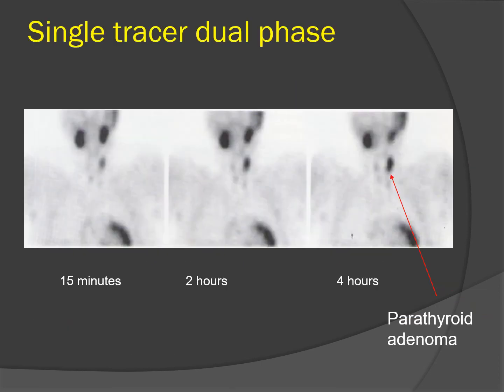So this one is an example. You see that when you inject technetium-99m sestamibi, there is mild uptake in both thyroid glands, and later you see there is an increased uptake at the upper pole of the left thyroid gland. After 2 hours and 4 hours, it remains increased uptake, meaning that this is the location of the parathyroid adenoma.